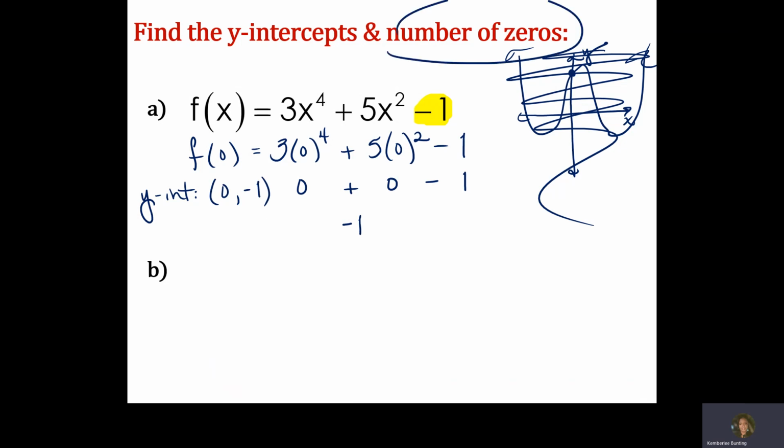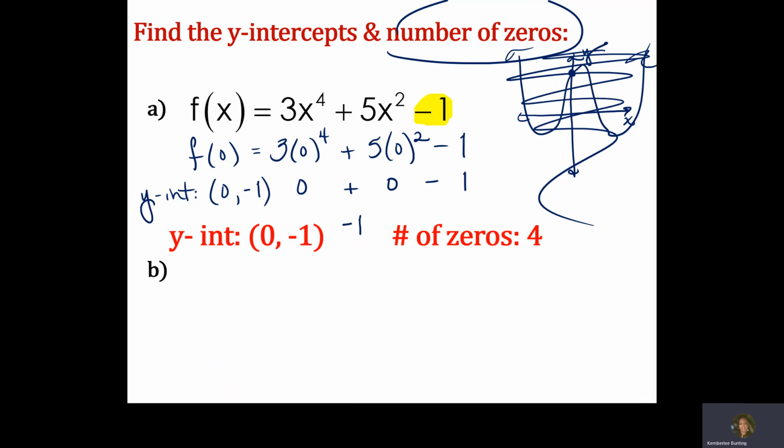And then we've been asked to find the number of zeros. Now, Najee, we already talked about that topic last week, didn't we? How do you know how many zeros a function has or a polynomial has? Anybody remember? Yes, Skylar. Very good. The highest degree. Okay. What is the highest degree of the given function? So how many roots does this function have? 4. Period. Okay. Y-intercept is 0, -1. And this function has 4 zeros.